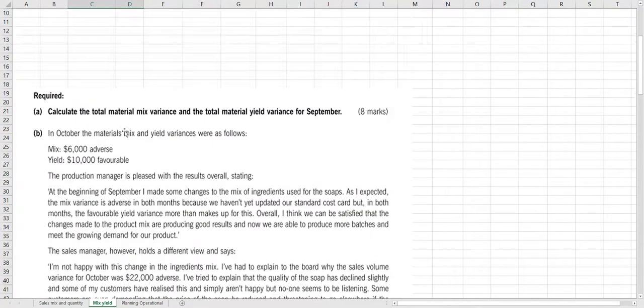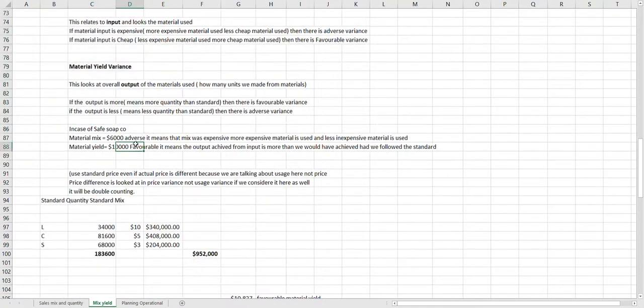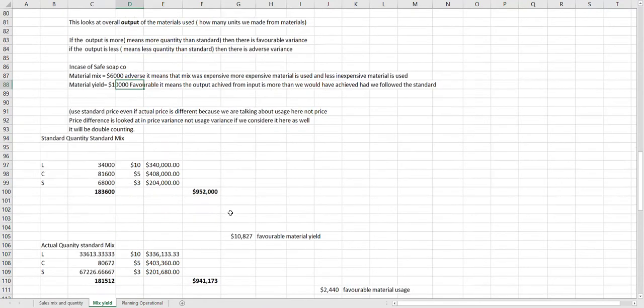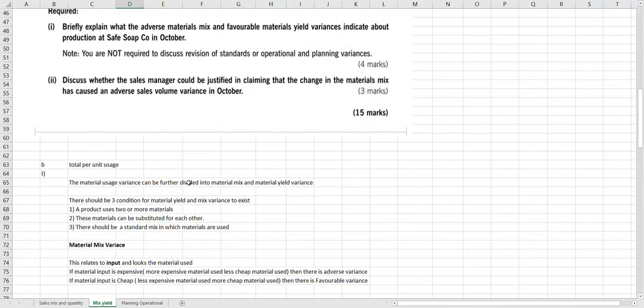Because they ask about the company specific, I've explained what the 6,000 means and what the 10,000 means. The 6,000 adverse means that the mix was expensive: more expensive material was used, and less inexpensive material was used. And yield 10,000 favorable means that the output achieved from the input is more than we would have achieved had we followed the standard. And then in the second one, we have to explain whether the sales manager is right in his claim or not.